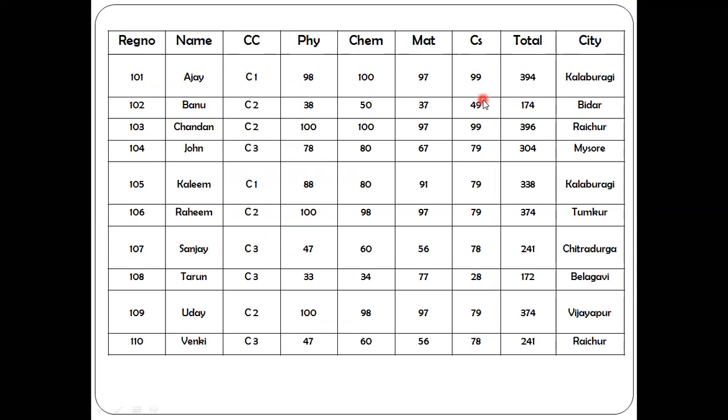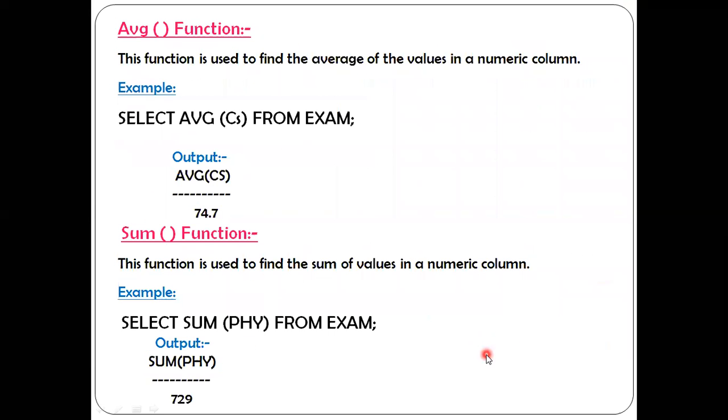CS: 99 plus 49 plus 99 plus 79 plus 79 plus 79 plus 78 plus 28 plus 79 plus 78. You can take a calculator and add 99, 49, 99, 79, till the last 78. After that, you just divide it by 10, because how many rows are there? 10 rows: 1, 2, 3, 4, 5, 6, 7, 8, 9, 10. So you will get the answer as 74.7. That is the average.